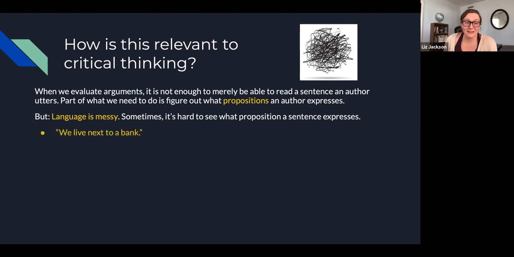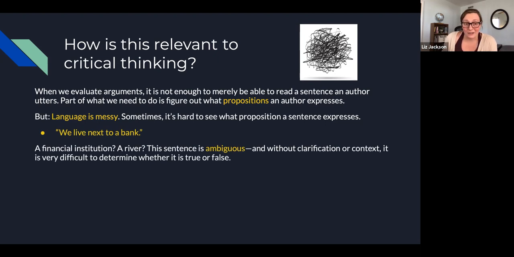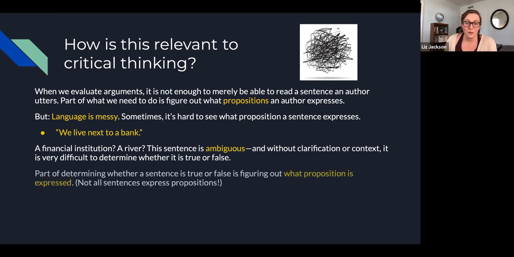To give a really basic example, you might say, we live next to a bank. Okay, is that a financial institution? Is that a river? The sentence is ambiguous. And if you don't have the right clarification or context, it's difficult to determine whether it's true or false because it's difficult to determine what is the proposition being uttered, what is the thought or idea behind this sentence. So part of determining whether a sentence is true or false is figuring out what proposition is expressed.